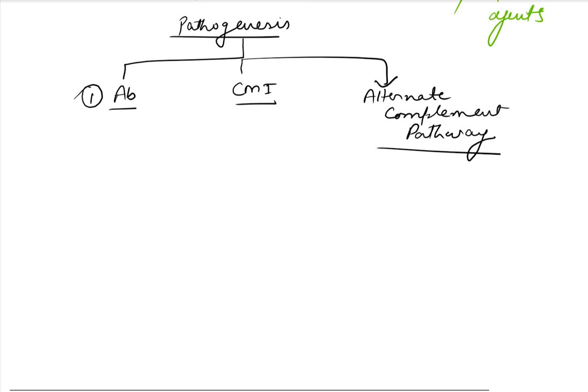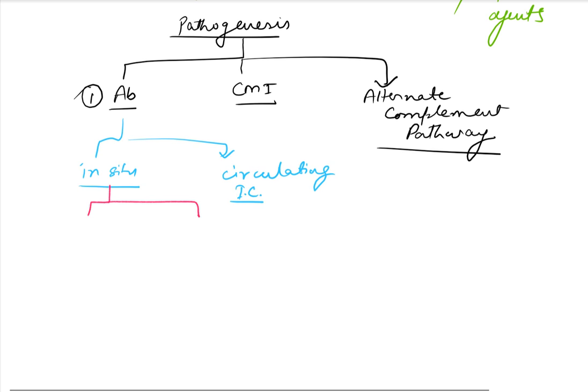So let's see how it occurs. It's of two types. In situ immune complexes are formed, that is, complexes are formed inside the glomerulus itself, and circulating immune complexes. In this case, the antigen and antibody are formed in the circulation and get deposited in the glomeruli, causing disease. So in the in situ condition, again we have two things.